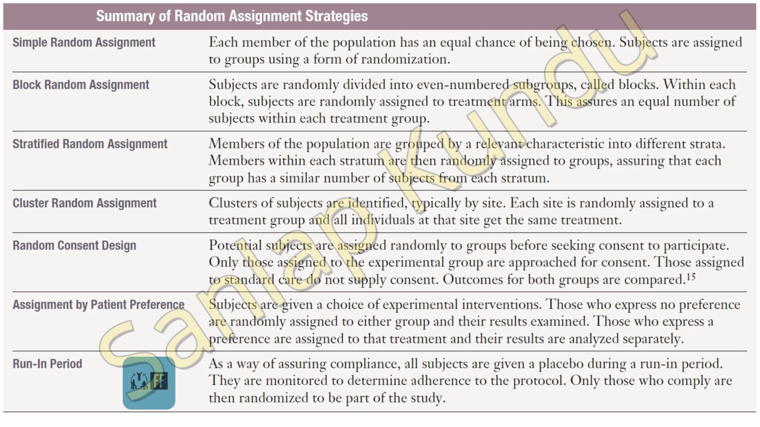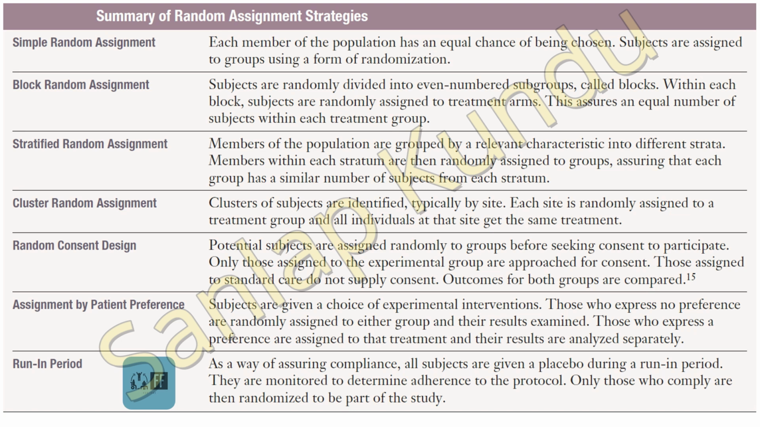Then there is cluster random assignment, which is used for multi-site studies, that is, the same study happening in different areas. And then there is random consent design, which is used for those who hesitate to give consent in participating in the studies. Then there is assignment by patient preference, which is used for patients who prefer a treatment and then they will be randomized.